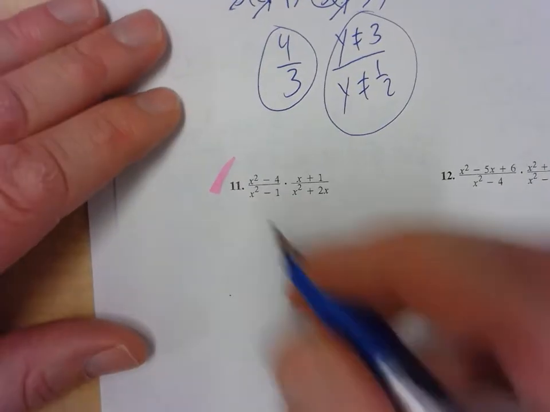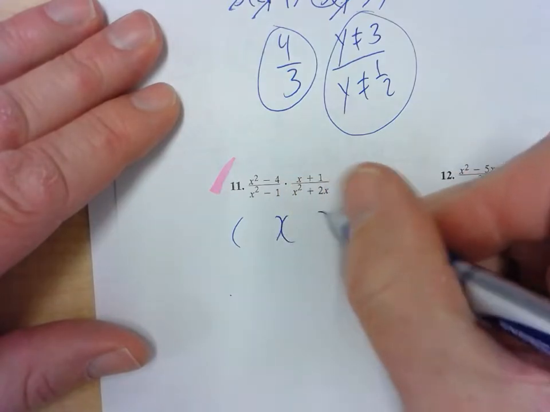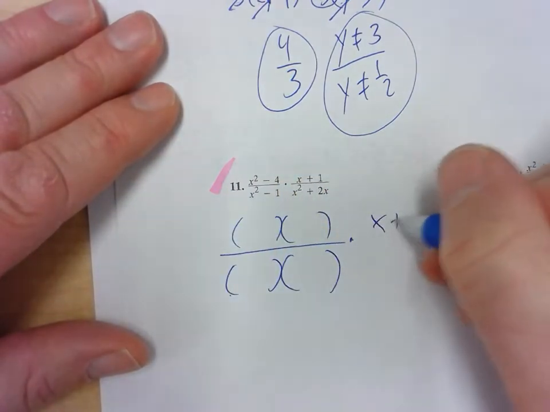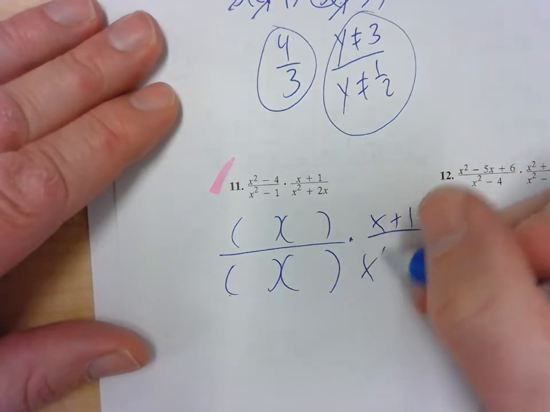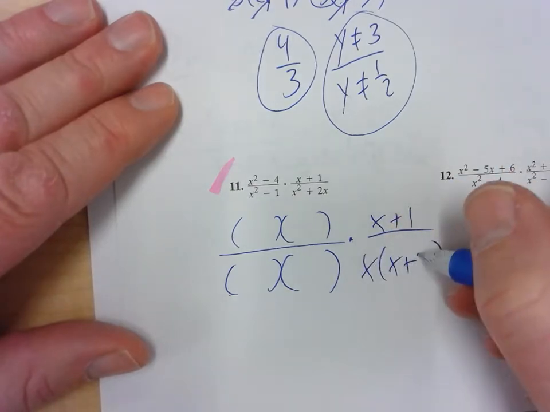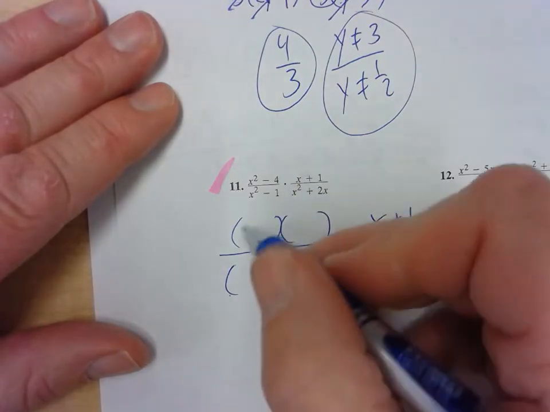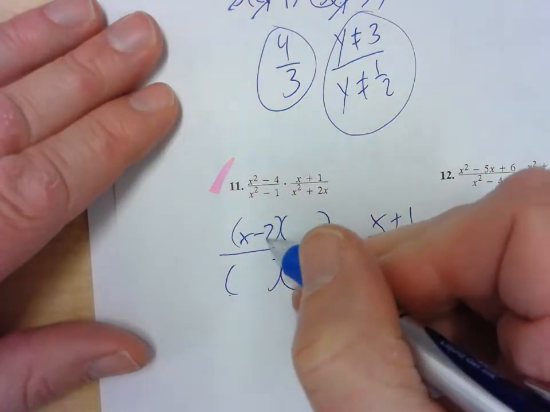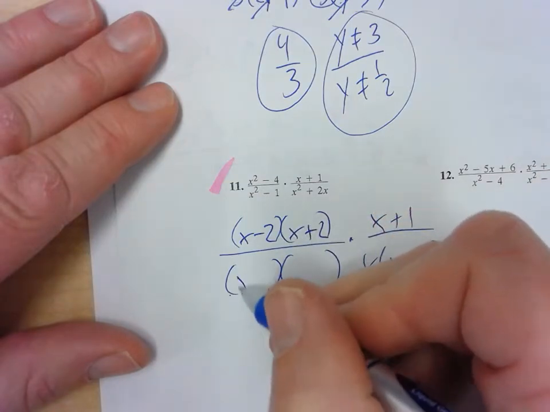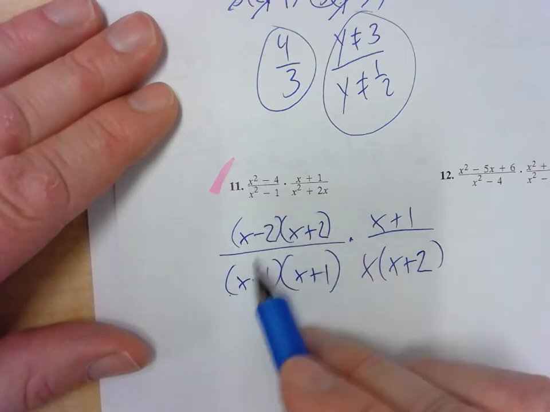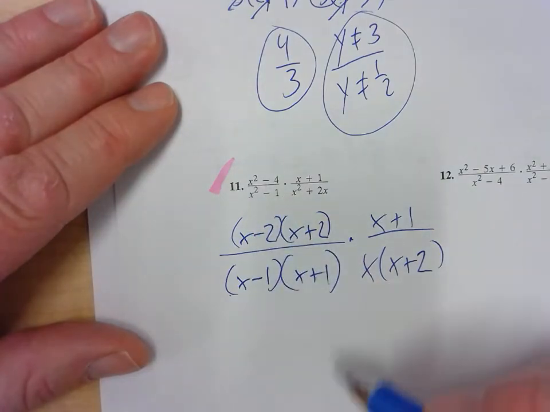Okay, more factoring. Parenthesis, parenthesis, parenthesis, over, parenthesis, parenthesis, parenthesis, parenthesis, times x plus 1. Can't factor that. Take an x out of this. So it's x plus 2. x minus 2, x plus 2, x minus 1, x plus 1. So it's the difference of two perfect squares twice. Now we start hacking stuff away.